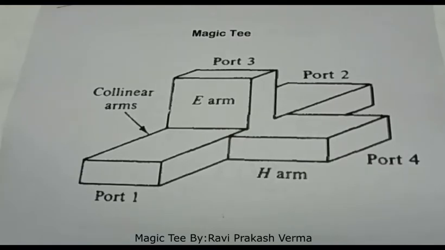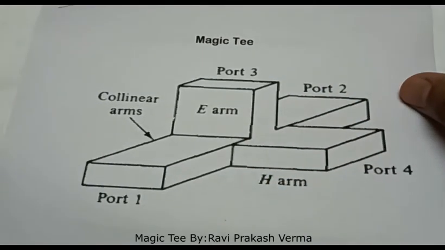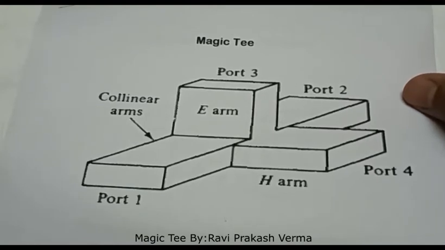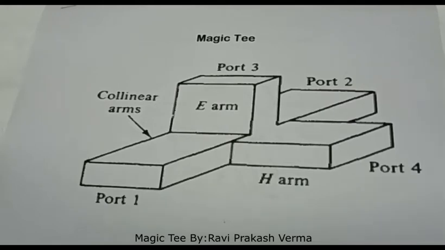In today's lecture I am going to introduce a topic named magic T, and in this lecture we are deriving the S matrix for this magic T. So what is magic T and why is it called magic? Magic T is a combination of the E plane T and the H plane T. Magic T combines the power dividing property of both the E plane and H plane T, and it has the advantage of being completely matched at all ports.